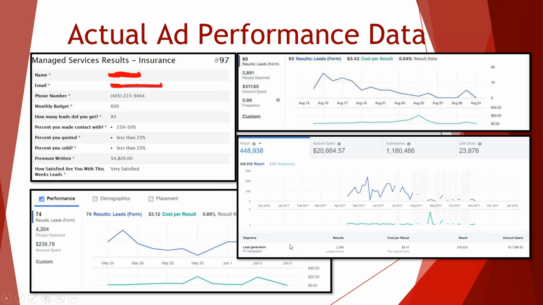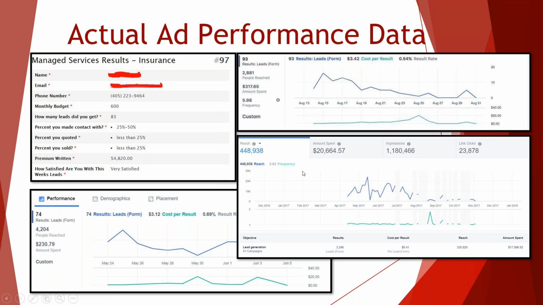Here's an example of somebody we did a 6-month campaign for. They spent $20,000, and you might be thinking, that's a lot of money. This is a larger agent. They had 6 or 7 salespeople. But what you're able to see is we did a combination of lead generation. We spent 17,000 of the 20 in lead generation. We spent the other 3,000 in the retargeting ads, like on Google and some of the display ads that were compliant with their company. And you can see we had 448,000 people reached.